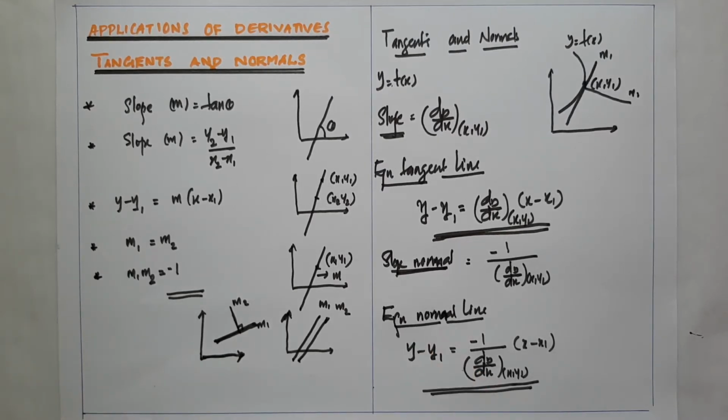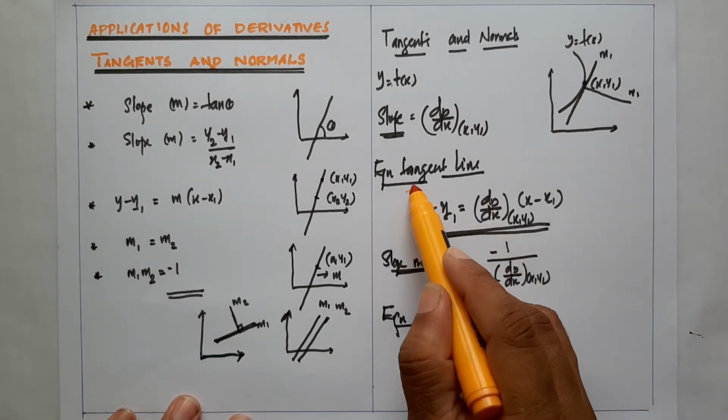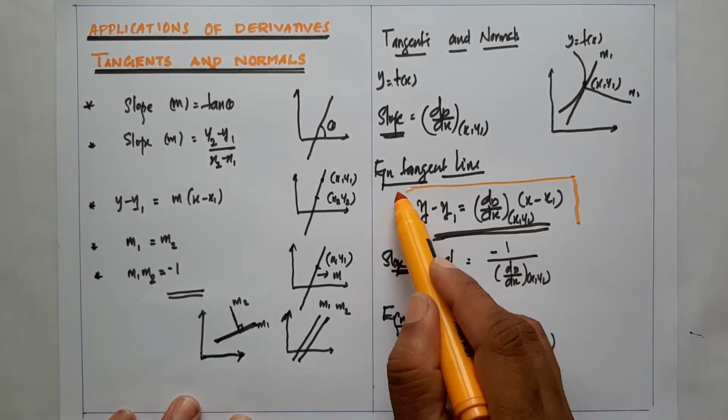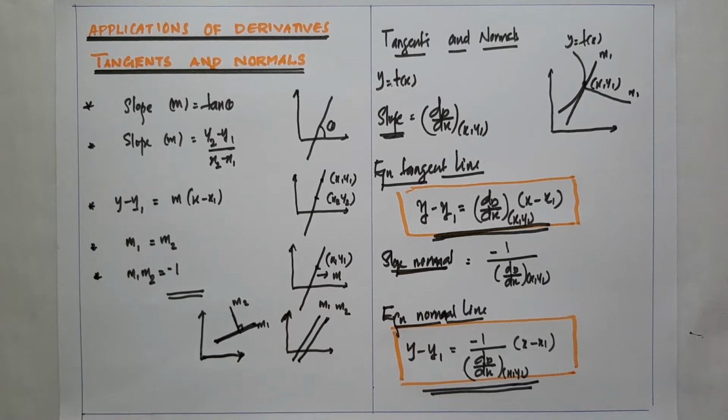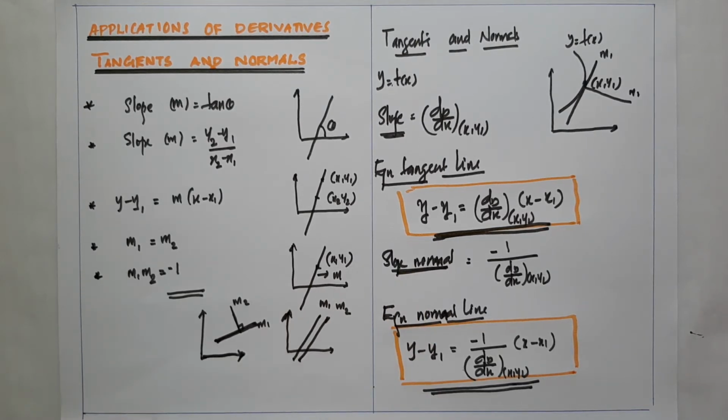These two are the main equations of the tangent and normal line. This is a very important section: the equation of the tangent and the equation of the normal. Here the slope of the tangent is dy by dx at x1 y1, and the slope of the normal is minus 1 by dy by dx at x1 y1. Now we start the problems using these formulas.